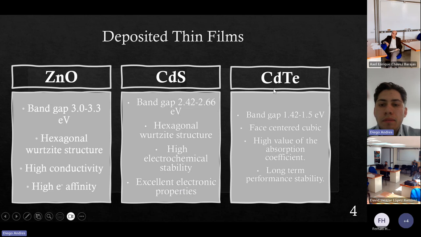Now for the absorber layer, the band gap ranges between 1.42 and 1.5 electron volts for a face-centered cubic structure. For a hexagonal structure, the band gap increases to between 1.5 and 1.6. It has a high absorption coefficient and long-term performance stability. That's why we chose these three deposited thin films as a heterostructure for our solar cell.